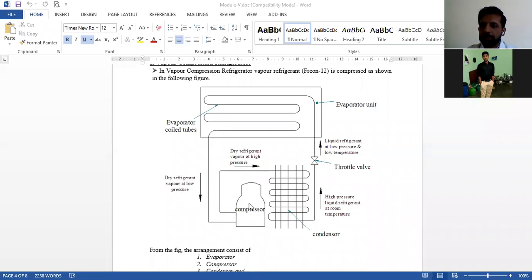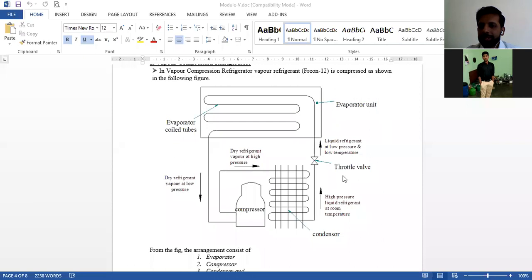So next it goes to a compressor. In the compressor, this gaseous phase refrigerant is compressed, so it becomes dry refrigerant at high pressure. The pressure is increased since the gas is compressed. Then it goes through the series of tubes in the condenser where this dry refrigerant passes, and air from the atmosphere passes over these tubes. Thereby heat exchange takes place from the refrigerant to the air, so the refrigerant temperature goes down. At the exit of this condenser, we'll have high pressure liquid refrigerant at room temperature.